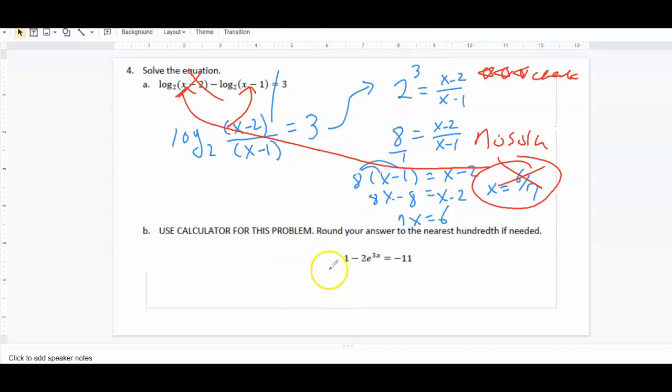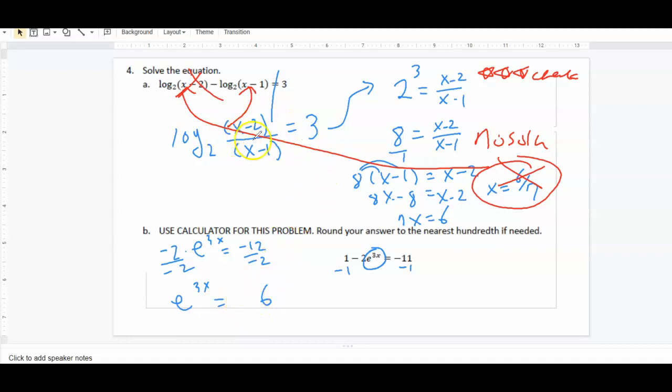It says use a calculator. Okay, round your answer. How do you solve an exponential equation? You want to get the exponential form by itself, which is the base and the exponent. Well, you got to get rid of this 1 and negative 2. Well, how do you do it? Probably subtract 1. I don't have enough room, so it's over here. Negative 2, e to the 3x power is equal to negative 12, and then divided by negative 2. Then I get e to the 3x power is equal to 6.